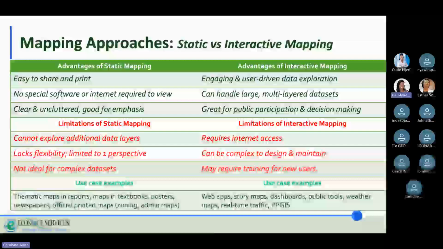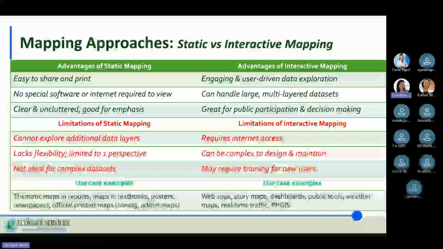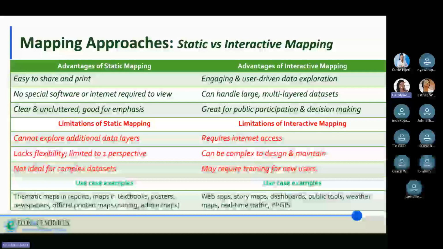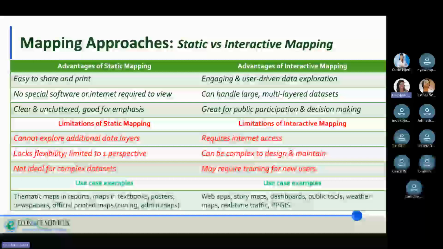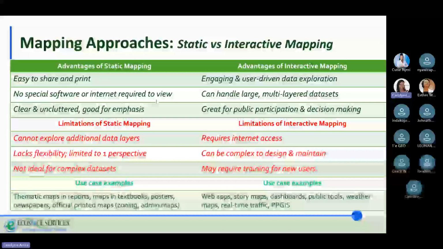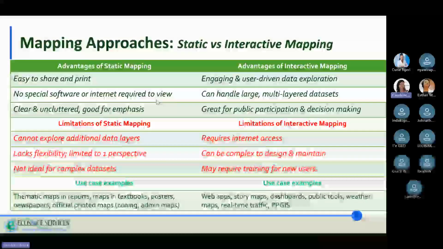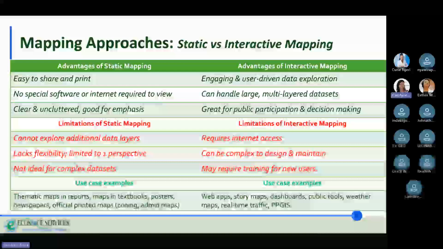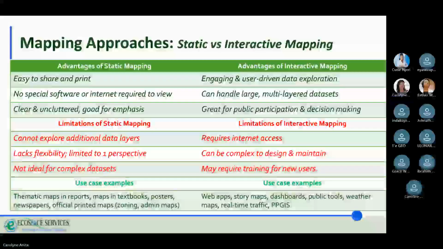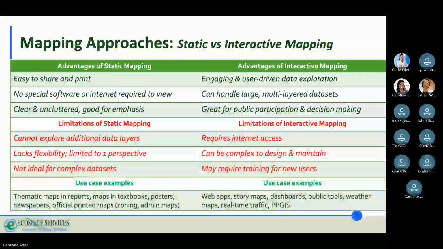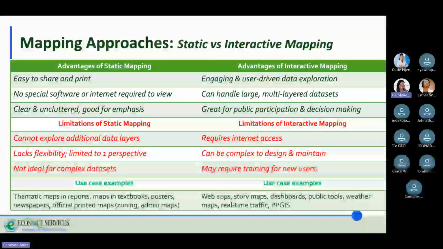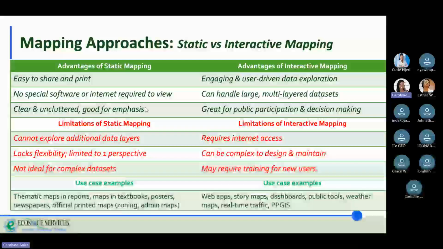Some advantages, limitations, and then use case of these two different approaches of mapping. A static map is easy to share and print. You don't need special software or internet to view. The same way someone can share a PDF of a map to you, you can open it on your phone, you can open it on a laptop. And then it's also clear and uncluttered, which is good for emphasis.